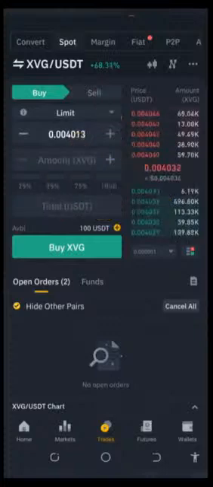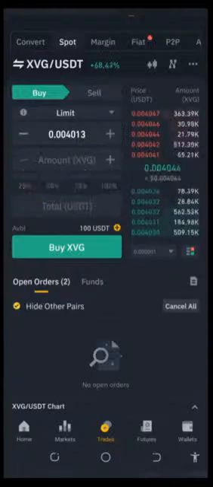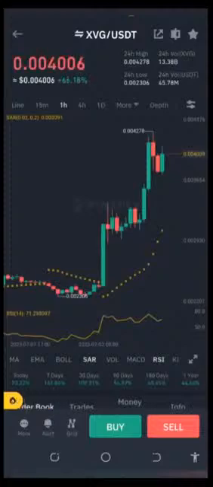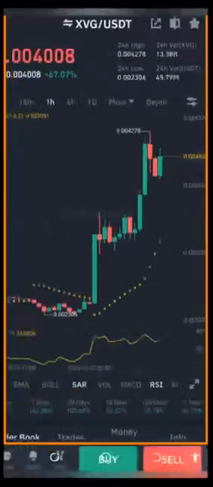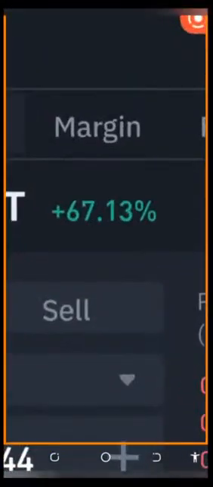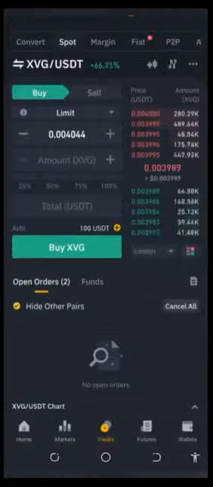Yes. Now, I'm currently on XVG/USDT, and we need to look into the charts quickly. Now, this is on the gainers list, right? So we need to quickly take our move. And as you can see, if I go back, within the past 24 hours, it has gained a 67% increase. And I'm like, really? Okay, let's go see how to take advantage of this.